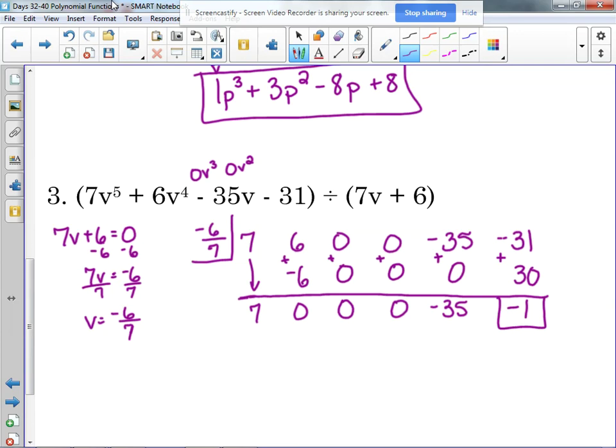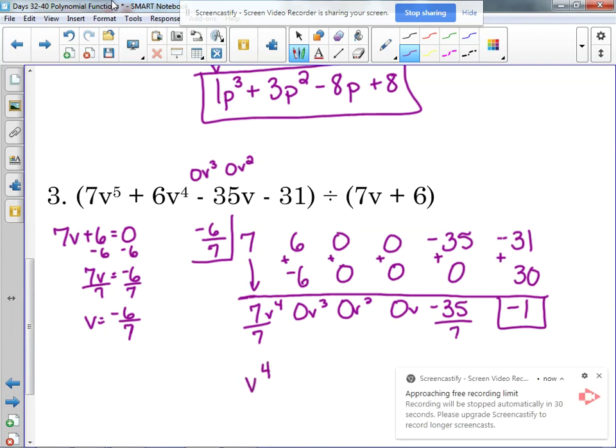So we started with v to the 5th. So v to the 4th, v cubed, v squared, v, constant. Don't forget to divide by 7. So we've got v to the 4th. We don't need those zeros. And you don't need to go through and divide 0 by 7 because it's always going to be 0. So v to the 4th minus 5, minus 1 over 7v plus 6. Just remember, when your remainder is negative, we put that minus sign right there. If it's positive, then it's a plus sign.